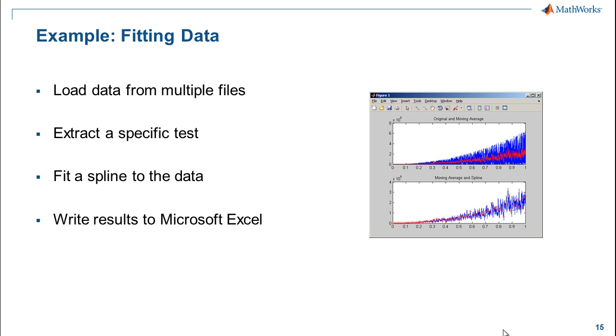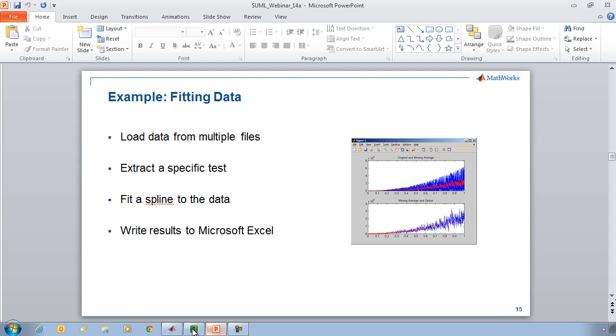The example that I'm going to use is another example where again I have a given code, and what this code does is it loads data from multiple files. It extracts one specific test from those data files. These data files are in a format where there are multiple test results put one after the other, and there are almost 100 test results in each data file. I have data files from multiple plants. What I want to do is extract one specific test from each file, then fit a spline to each of those data series, and then write the consolidated results into an Excel file. Let us see in MATLAB what I mean by all this.